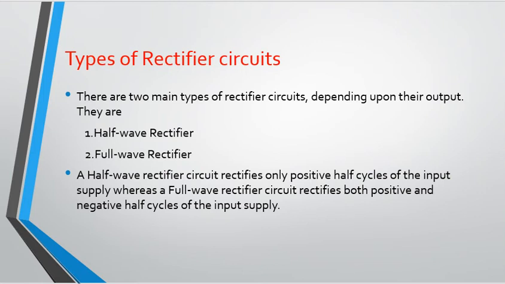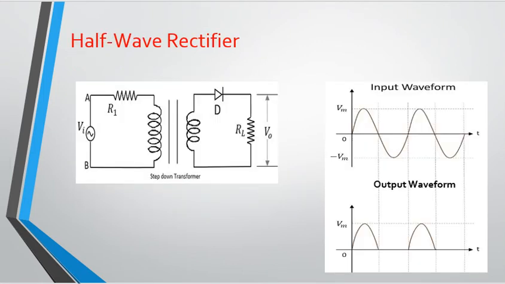A half wave rectifier circuit rectifies only the positive half cycle of the input signal, and a full wave rectifier circuit rectifies both cycles of the input signal, that means the positive half cycle as well as the negative half cycle. We will see the types of rectifier one by one. So first we will see the half wave rectifier.